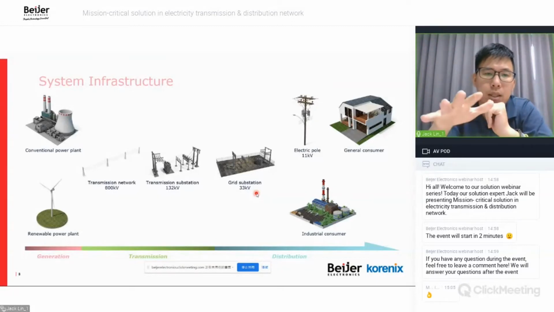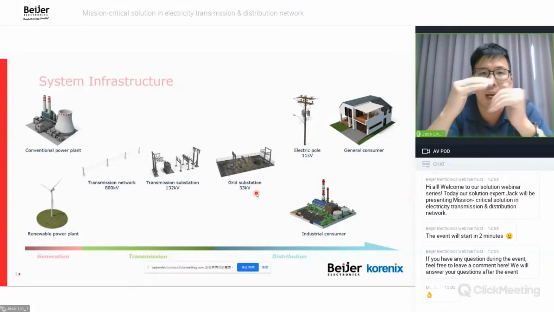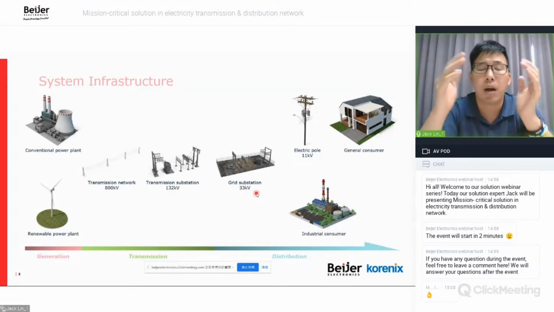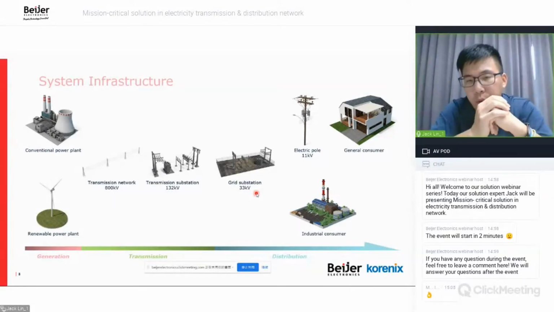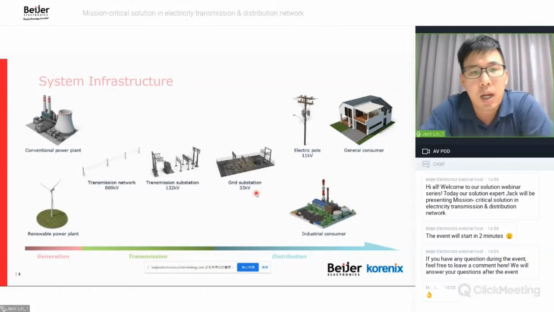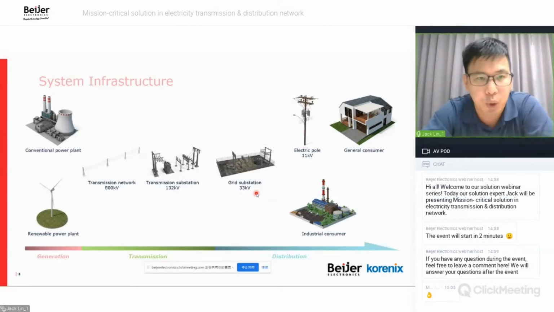Okay, these voltage numbers are approximate estimations, because different countries and regions have different requirements. As I said from the title, today's topic is about transmission and distribution in our system infrastructure.